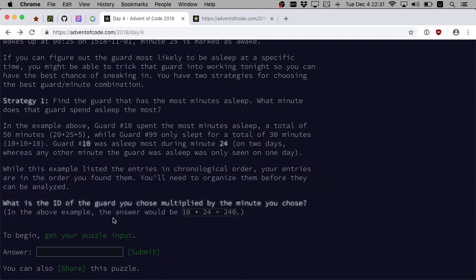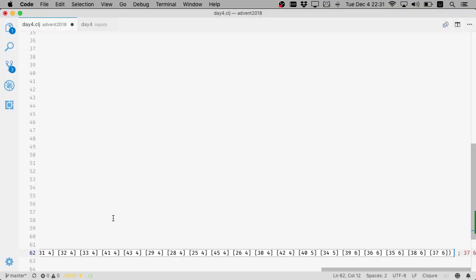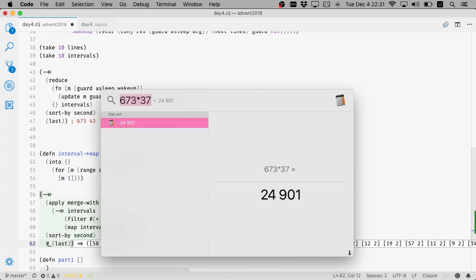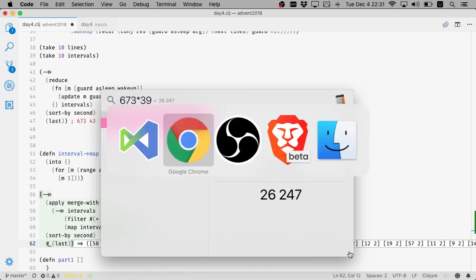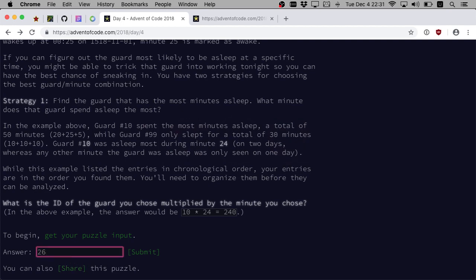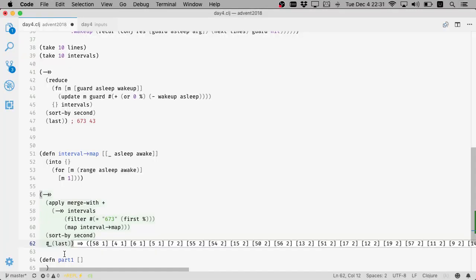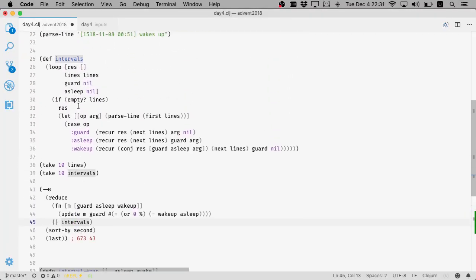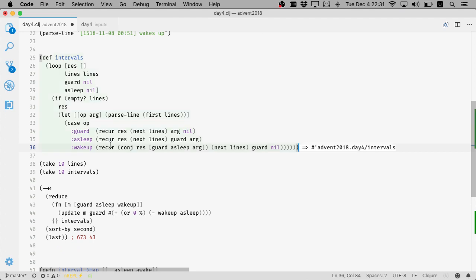Okay, how do I choose minute? What minute does the guard spend asleep the most? So it must be a single minute, right? So probably I'm wrong about the guard as well. Because I have multiple minutes he was asleep in like 39, 36, 35, 39, 30. Maybe 39. Or maybe I need to do like the biggest one, 26, 247. Sounds like the correct answer.